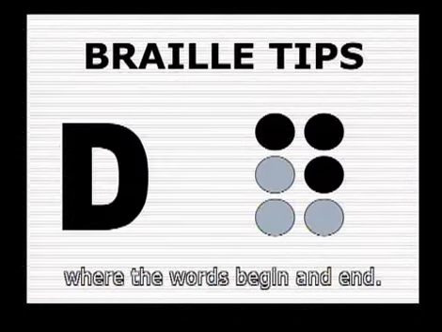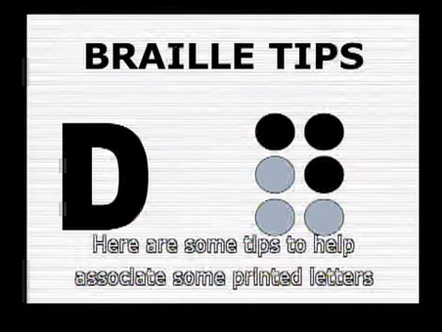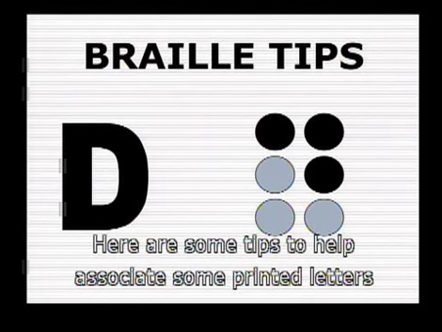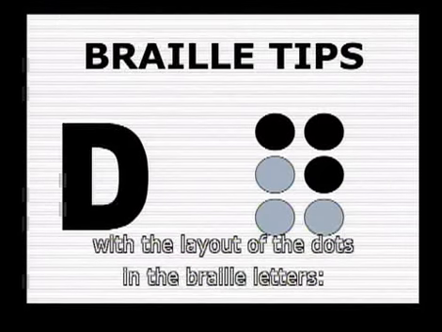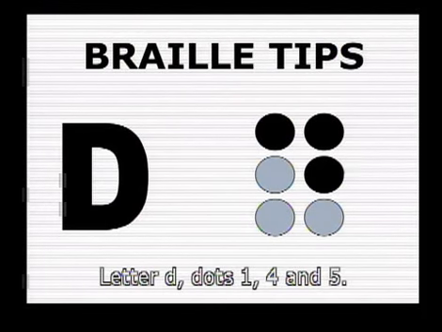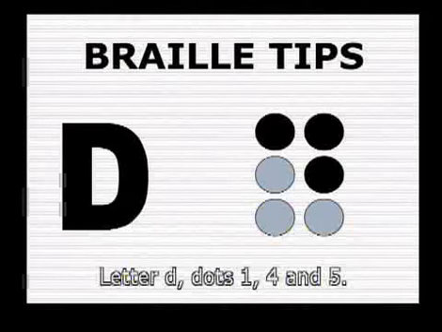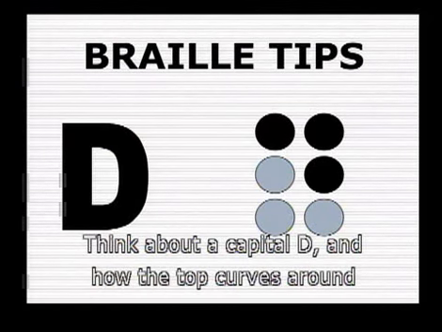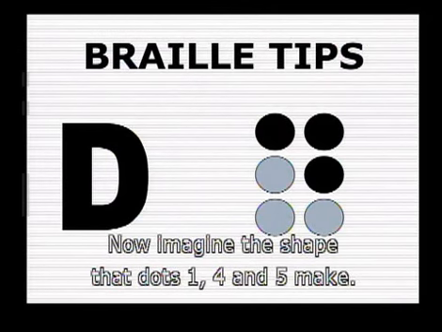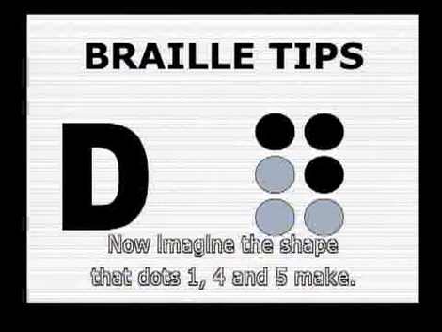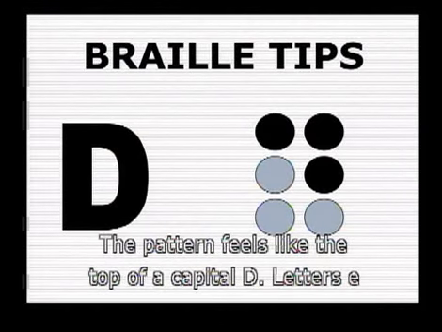Here are some tips to help associate some printed letters with the layout of the dots in the Braille letters. Letter D, dots 1, 4, and 5. Think about a capital D and how the top curves around and down to the right. Now, imagine the shape that dots 1, 4, and 5 make. The pattern feels like the top of a capital D.